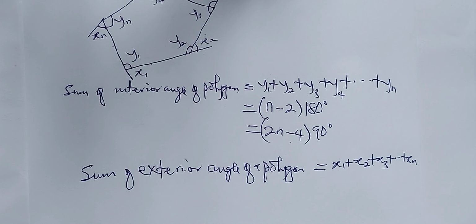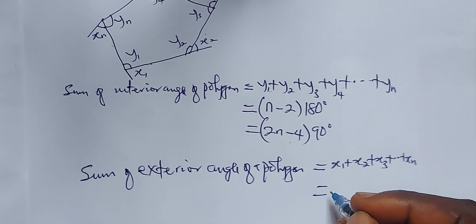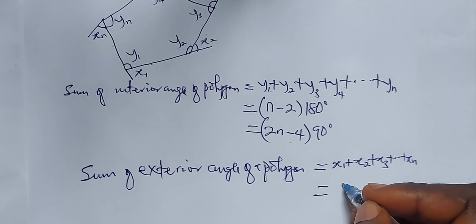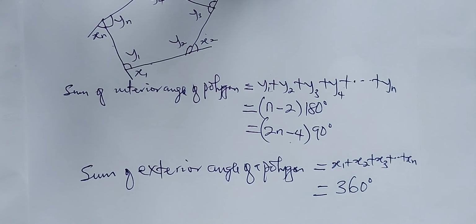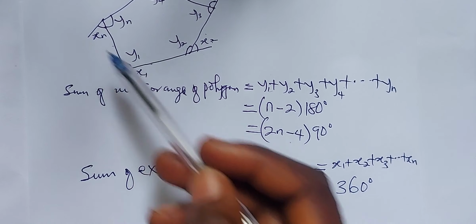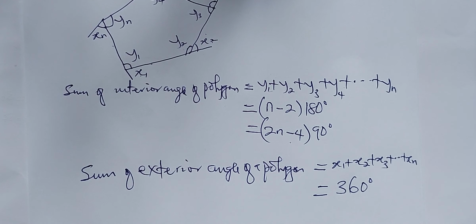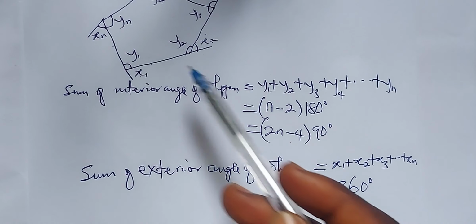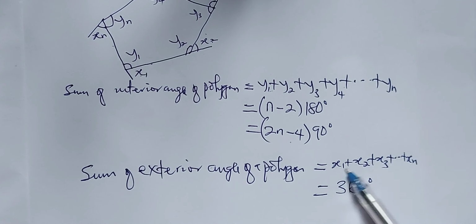So what you have is 360 as the sum of the exterior angles. When you add x1, x2, all the exterior angles together, it will give you 360. And so that is what you need to know. Whenever you are asked to calculate an exterior angle or the sum of exterior angles and you are given everything, just add them together and equate it to 360.